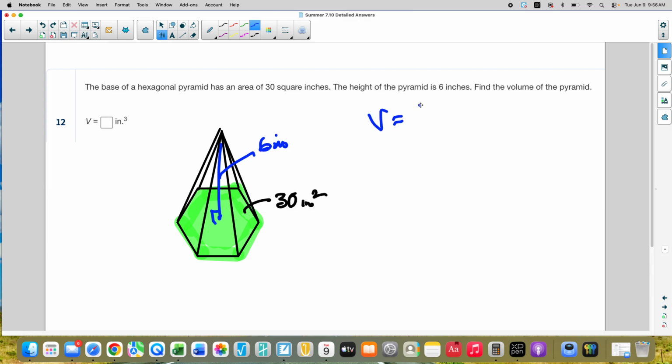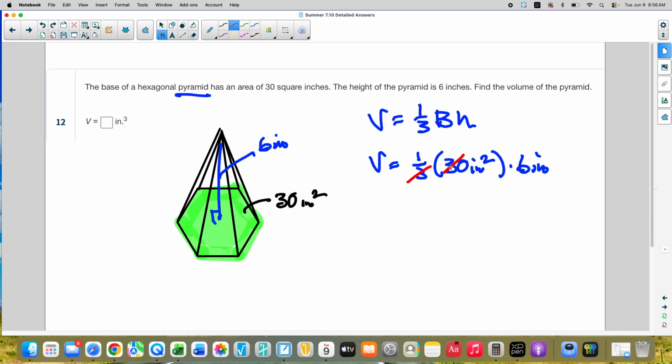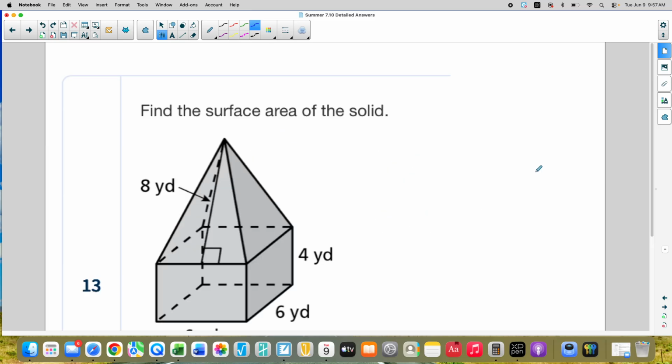Volume equals 1/3. We got to remember it's a pyramid. 1/3 big B times H. Volume equals 1/3. My base area is 30 inches squared times 6 inches. And we can cross cancel. 3 goes into 30, 10. And that's going to give me a volume of 60 inches cubed. We have inches squared times inches gives us inches cubed. All right, now we're flowing.